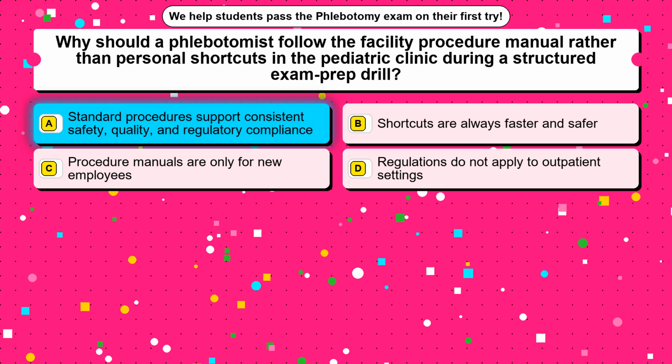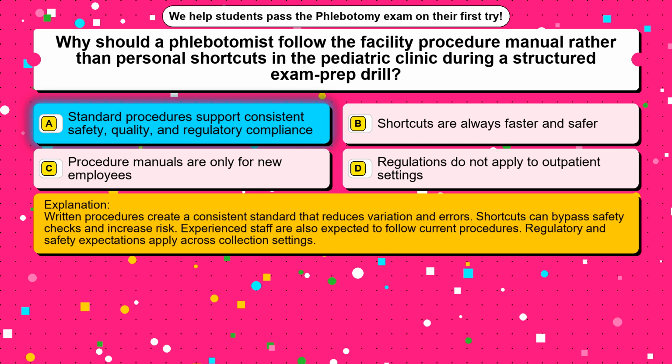The correct answer is option A. Standard procedures support consistent safety, quality, and regulatory compliance. Written procedures create a consistent standard that reduces variation and errors. Shortcuts can bypass safety checks and increase risk. Experienced staff are also expected to follow current procedures. Regulatory and safety expectations apply across collection settings.